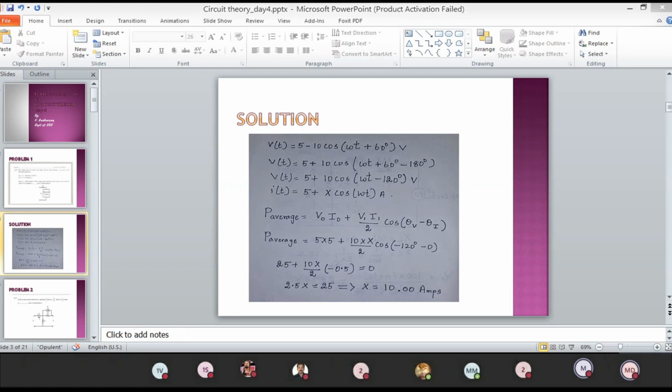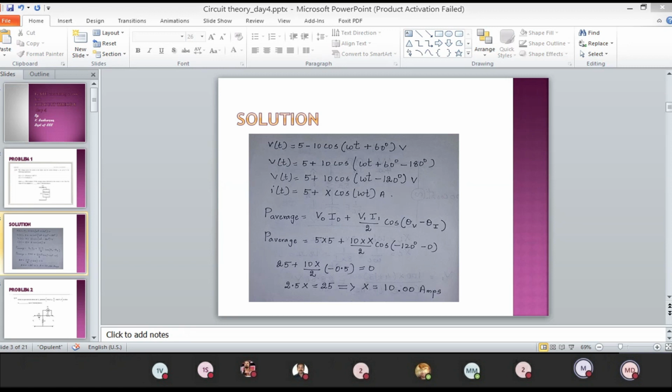Now you know average power is 0. So 5 into 5, 25, plus 10x by 2 into 0.5, because cos of 120 degrees is nothing but minus 0.5, since it is in the second quadrant. So it will be 5x by 2 plus 25, that will give you 2.5x equal to 25, and x is equal to 10 amps. Questions like this will test your observation power very much, so kindly be thorough with the formulas.